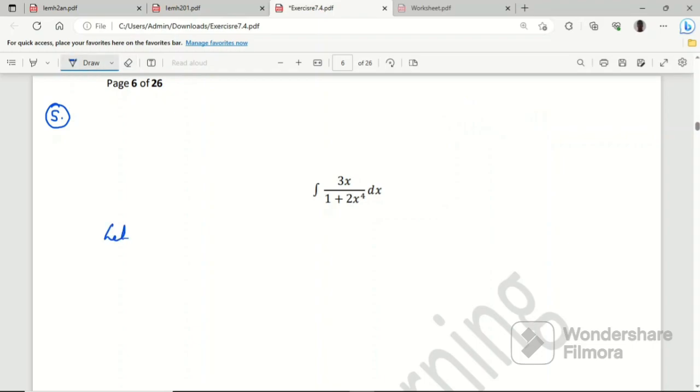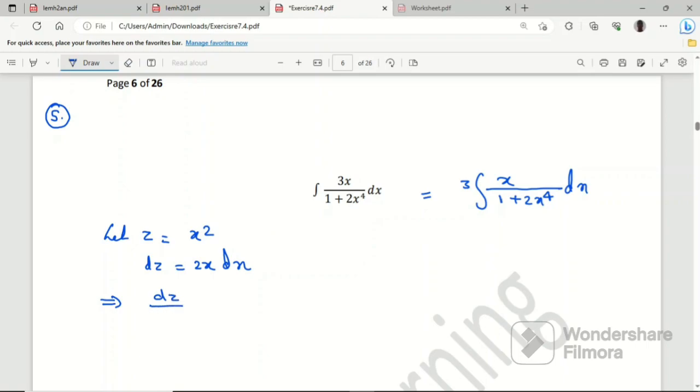So let z equal to x square, I am taking. But first I will send 3 outside because I don't need 3 in the numerator. 1 plus 2x to the power 4 dx. So I have taken z equal to x square. So the differentiation of z with respect to x will give me 2x. I am writing dx directly. Now dz upon 2 will be x dx. So now I will substitute 3 into x dx as dz upon 2. So I am sending 2 outside. So it will give me 1 plus 2 into, and x square is equal to z, so it will give me z square.